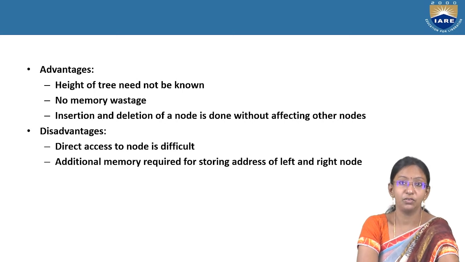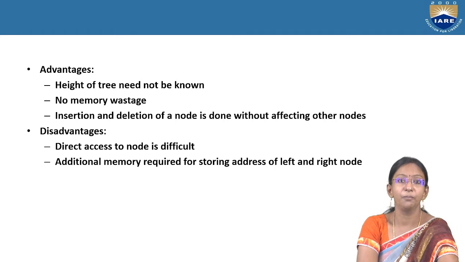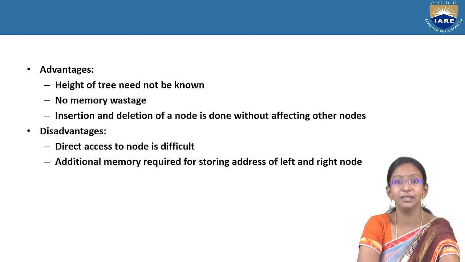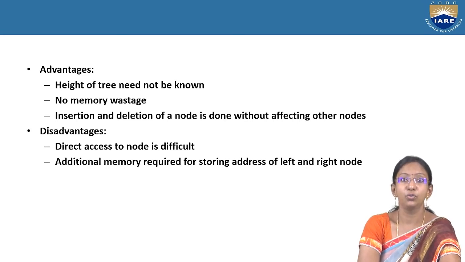Coming to the disadvantage, direct access is not possible. Always you have to start with the root node, right? We have to start with the root node, and a bit of memory will be wasted to store the addresses of the left and right children, right? As the data is not stored in contiguous memory locations, we need to hold the address of the left child as well as the right child. So as we are using a double linked list to represent a tree, 2 parts out of 3 will be used to store the addresses, which is wastage of memory.